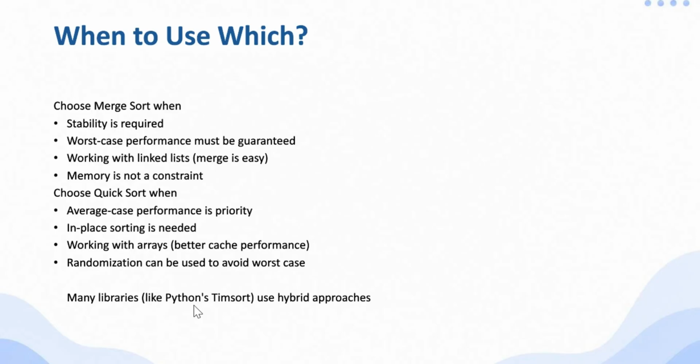Okay, and finally, it is worth noting that many modern programming languages don't rely on just one sorting algorithm. For example, Python uses Timsort, a hybrid algorithm that combines the strengths of merge sort and insertion sort to achieve real-world performance. So there isn't a single best sorting algorithm. The right choice depends on your data, memory constraints and performance requirements, right?